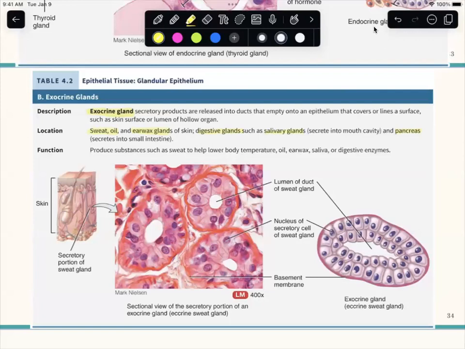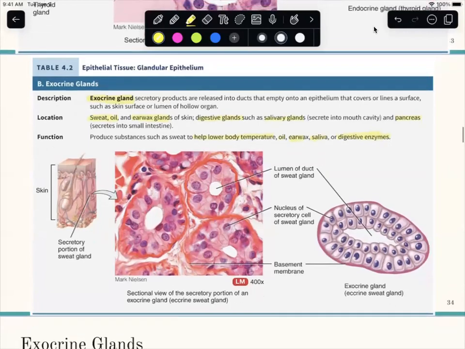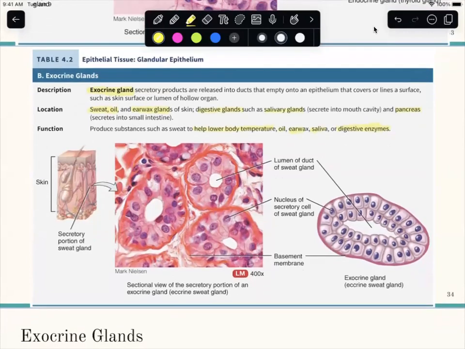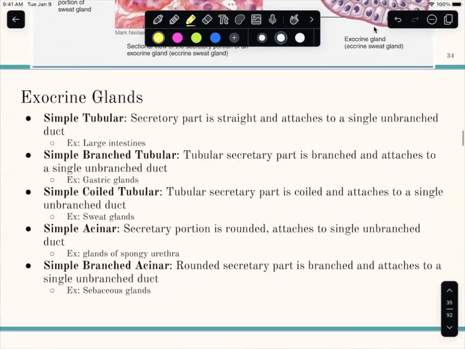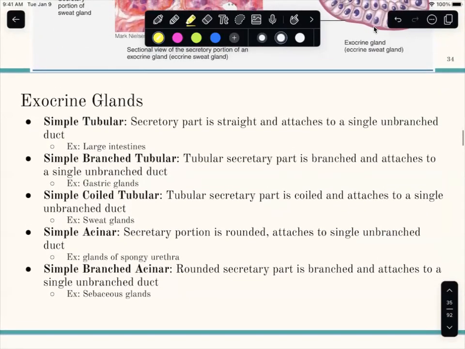Exocrine glands, well, when you sweat, it lowers your body temperature. Oil, earwax, saliva, digestive enzymes. These exocrine glands, we'll mention some of these in Anatomy 1, some of these in Anatomy 2. So these are things, again, that are going to come back to you. Our exocrine glands are named based off of their shape.